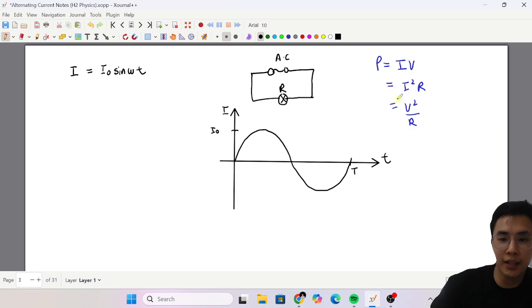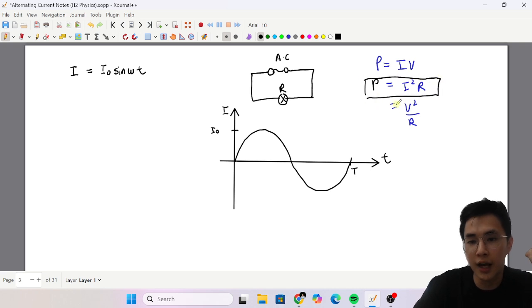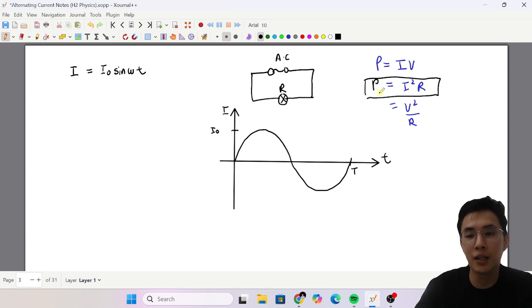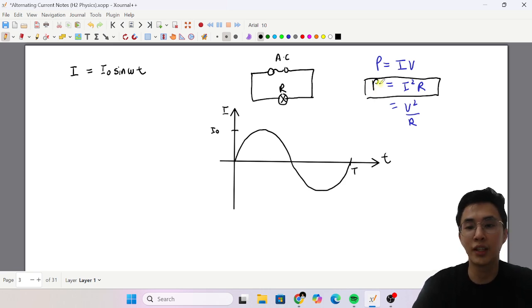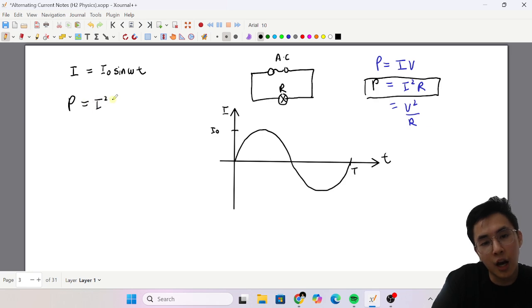Well, I hope you agree, the most convenient one to use is going to be this, because I have already given you the current expression. And you can easily find the power expression with respect to time. How do we do this? Simple, because power is just I squared R.